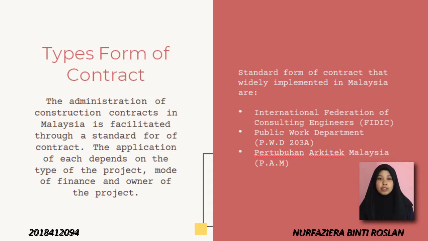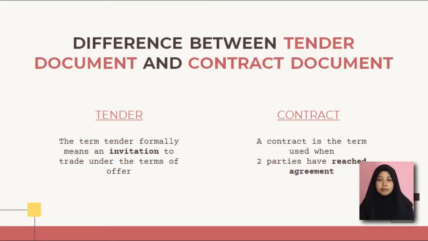FIDIC contract document will be used for projects involving international contracts. Next, Public Work Department, which is PWD. Most of the projects under government will apply the PWD 203A contract document. Number 3, Pertubuhan Arkitek Malaysia, which is PAM. The private sector will use the PAM contract document.